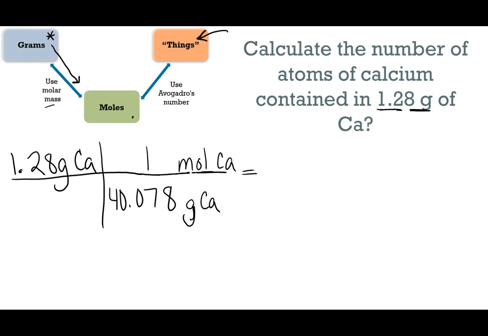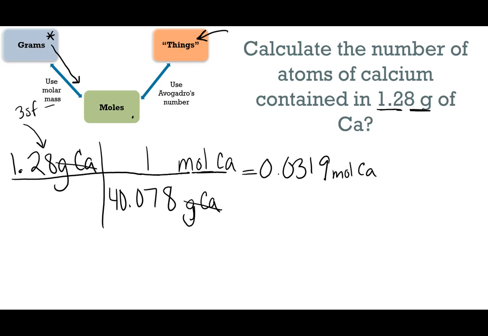So 1.28 times 1 divided by 40.078. And my calculator spits out... But I have to consider sig figs because I'm taking a pause in the problem here. So I see 3 sig figs. So I would only keep the 3, the 1, and the 9. And what's my unit? So grams cancels. I've got moles of calcium.